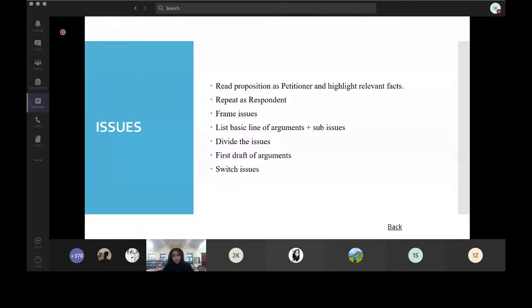Try to restrict yourself to 3 to 4 issues maximum, and start discussing what is your basic line of arguments. Because by now you should be knowing what goes into each issue, and you shouldn't be clueless about any of the issues. Then you can divide the issues among your team members and start working individually on each issue. If one person takes up one issue, he or she should be able to deal with it from both sides, that is the petitioner and the respondent.